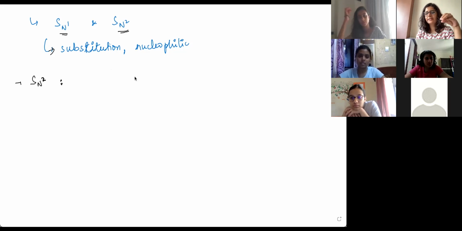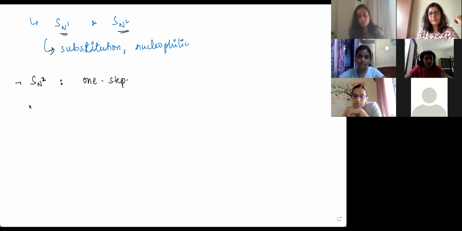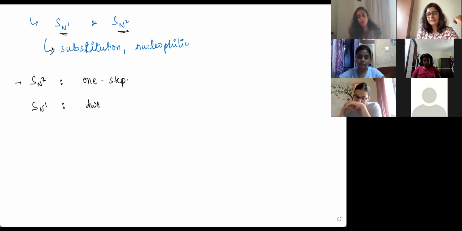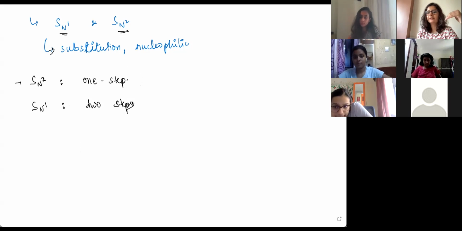Yeah, the rate determining step involves two species in this, one species in this, but that's more of a characteristic. If someone asks you what is the difference between Sn1 and Sn2, the Sn2 mechanism takes place in one step, but in the case of Sn1, it takes place in two steps. So that's where the rate determining step and other differences come into the picture.